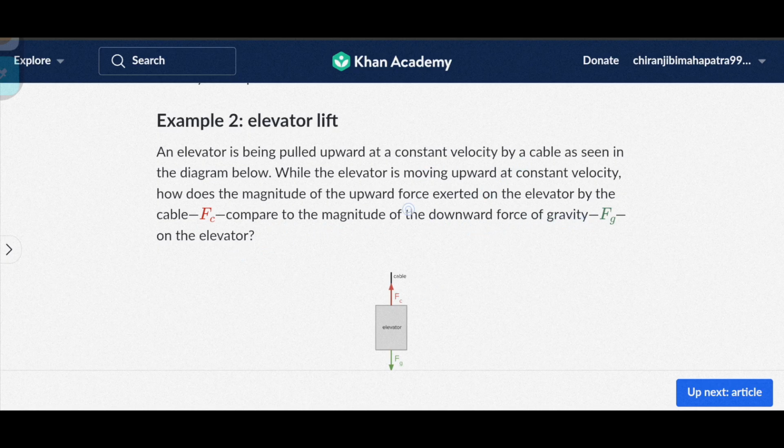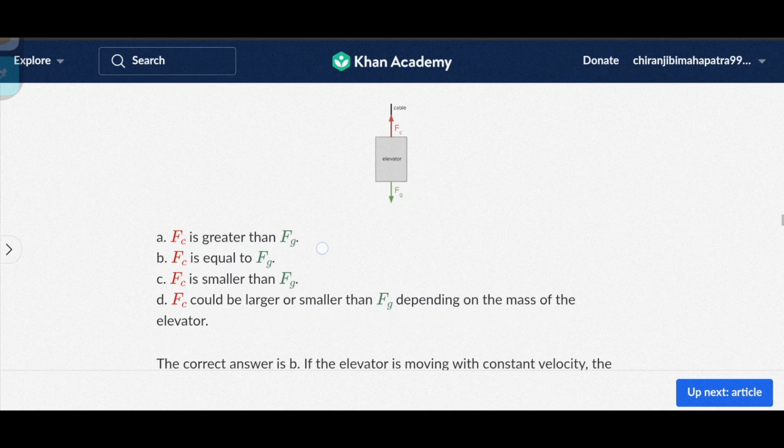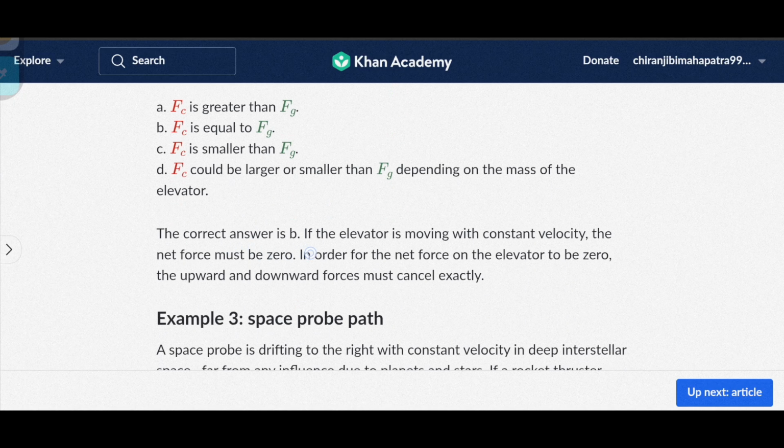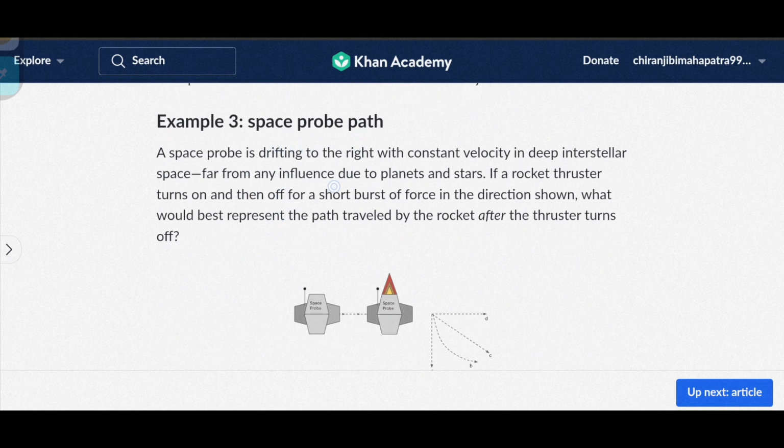So as you see, it is moving at constant velocity, so no net force. So Fc should be equal to Fg. That's it. Option B, option C, you can read it. That's it. Now example 3, space probe path.